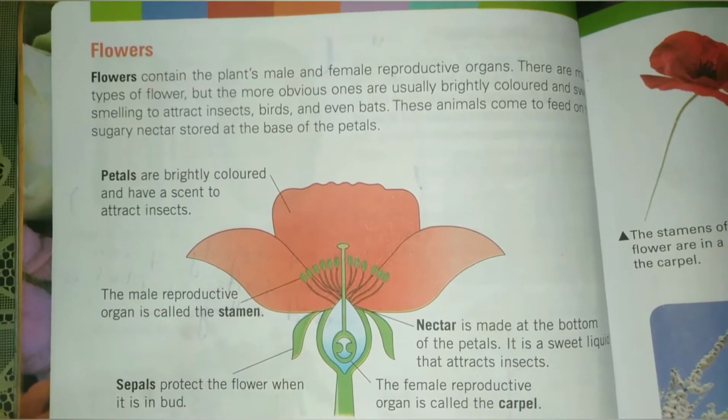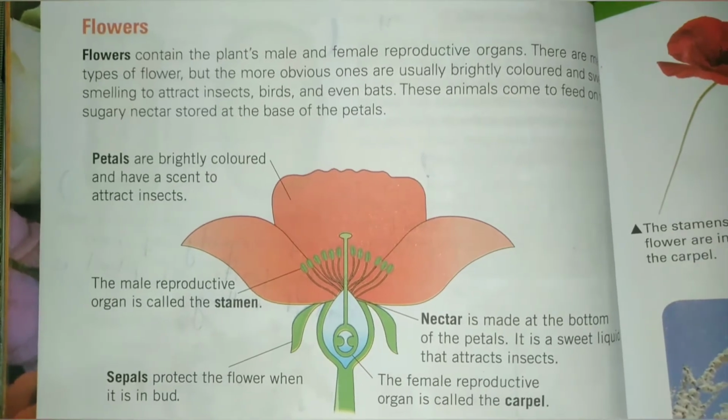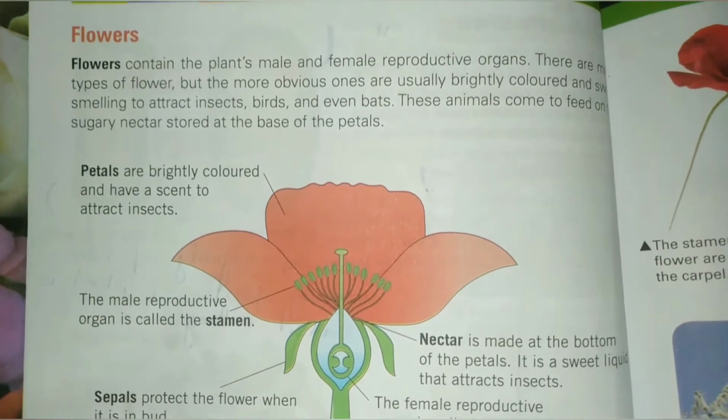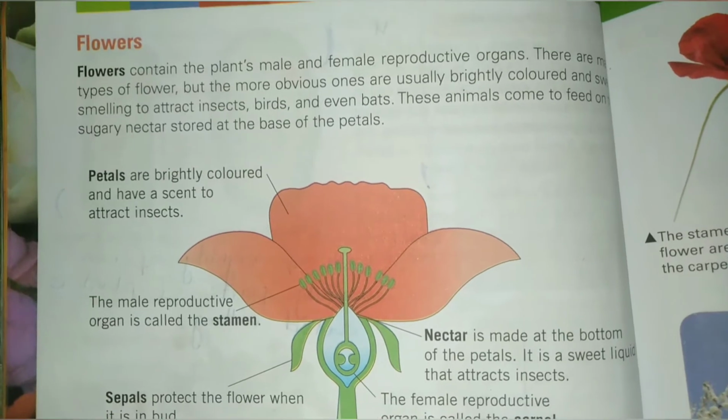Reproduction is one of the basic characteristics of the living organisms. It is the process by which living organisms produce new individuals of the same species.